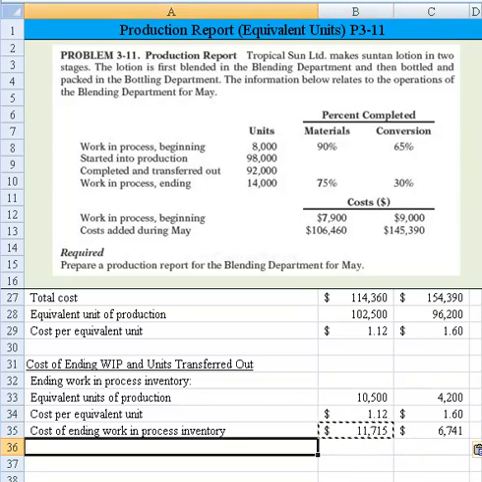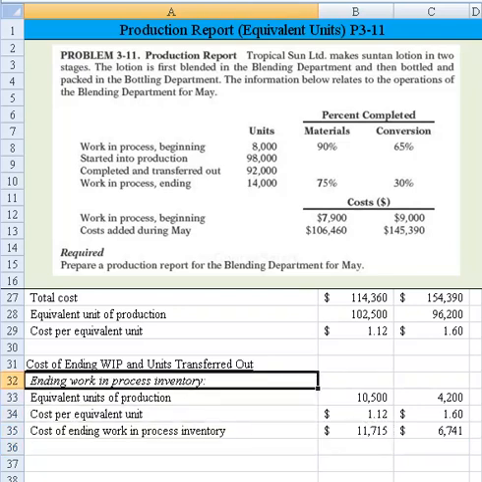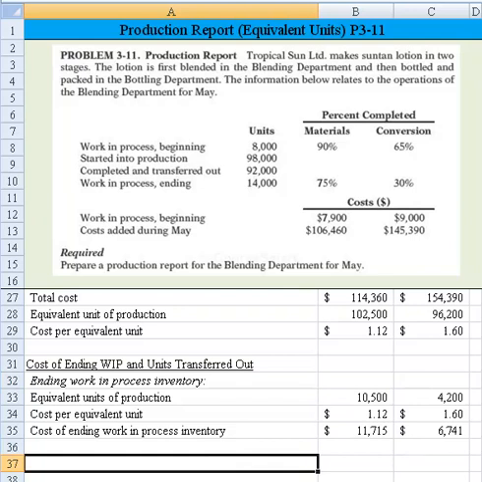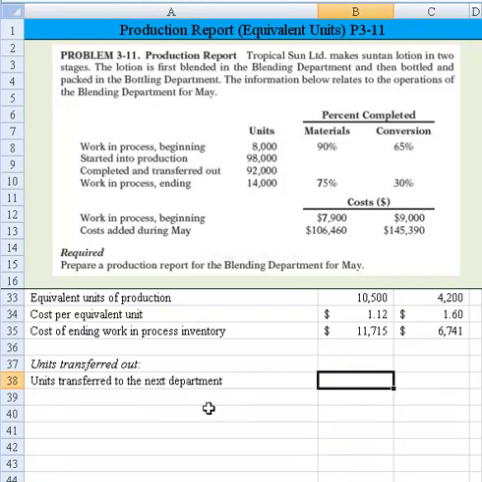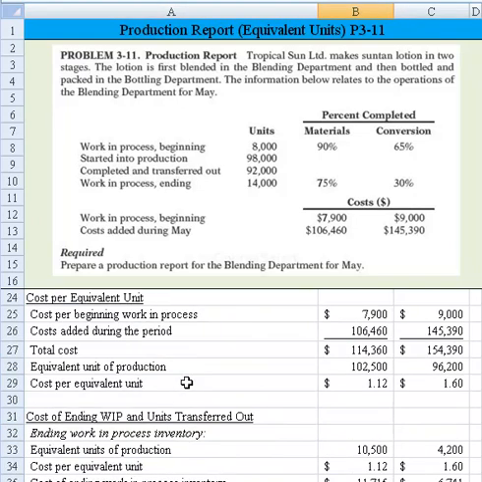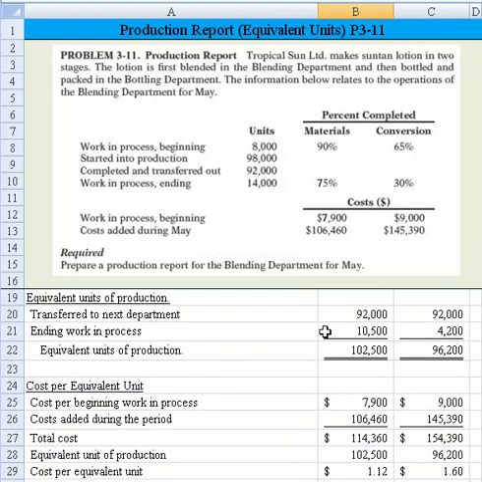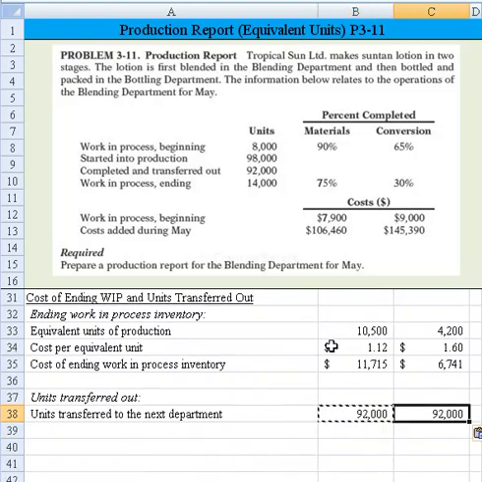Now we also need to come up with the cost of the units transferred out. So let me actually italicize this so we know that that's a label. And I'll italicize this as units transferred out. The units transferred out would be units transferred to the next department. And we already calculated that is 92,000, right? From earlier in the problem, it came from that cell, 92,000. I know I'm sliding and that's hard to follow, but drop it in there.